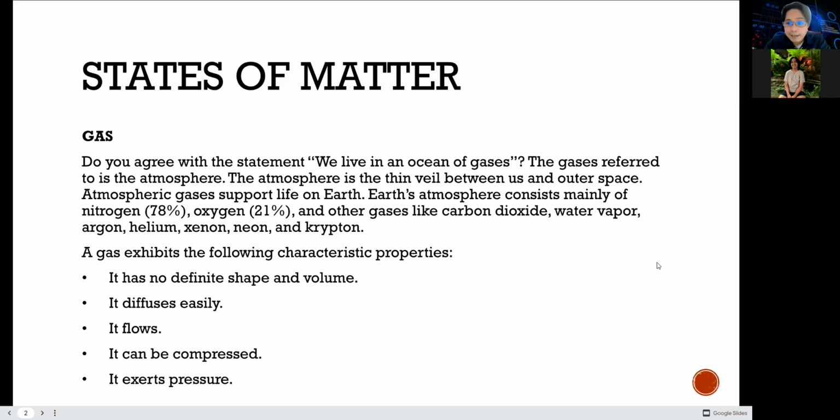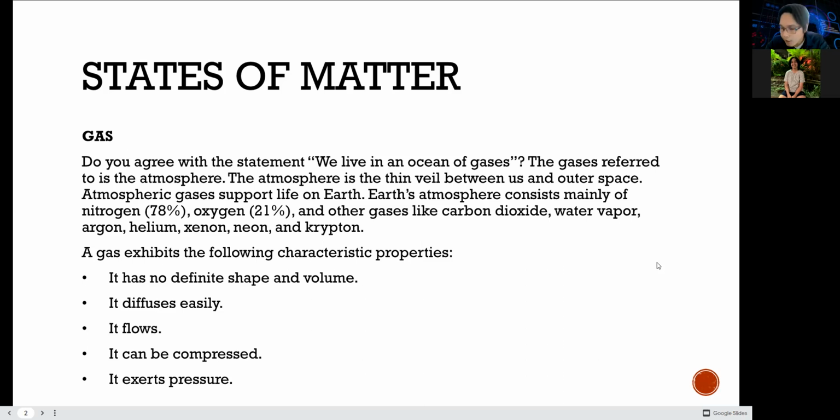Meaning to say that this is a limited supply. It is not unlimited. And it also has limited sources. Why do you think so? It's limited sources. Remember that oxygen is a byproduct of photosynthesis.